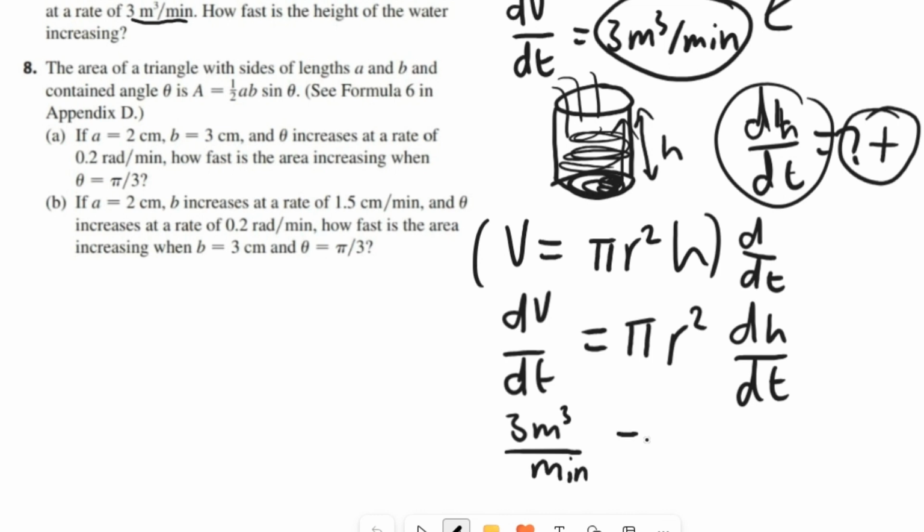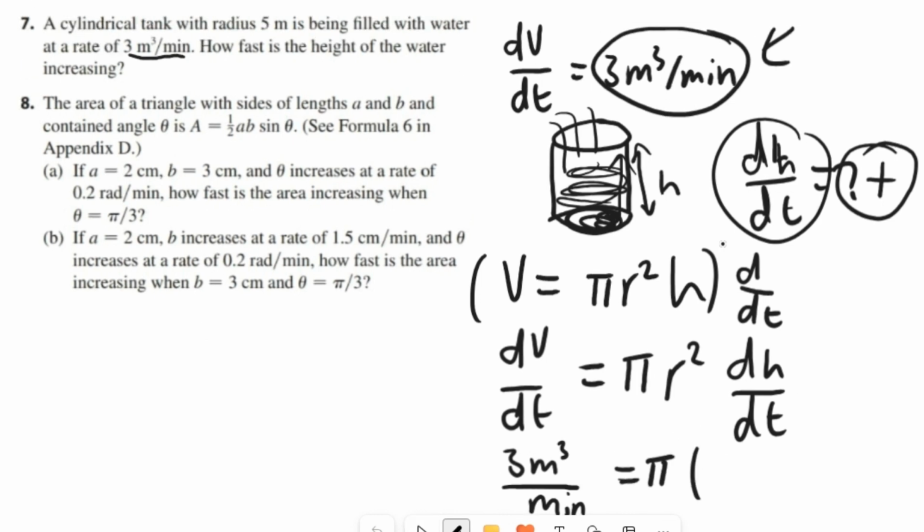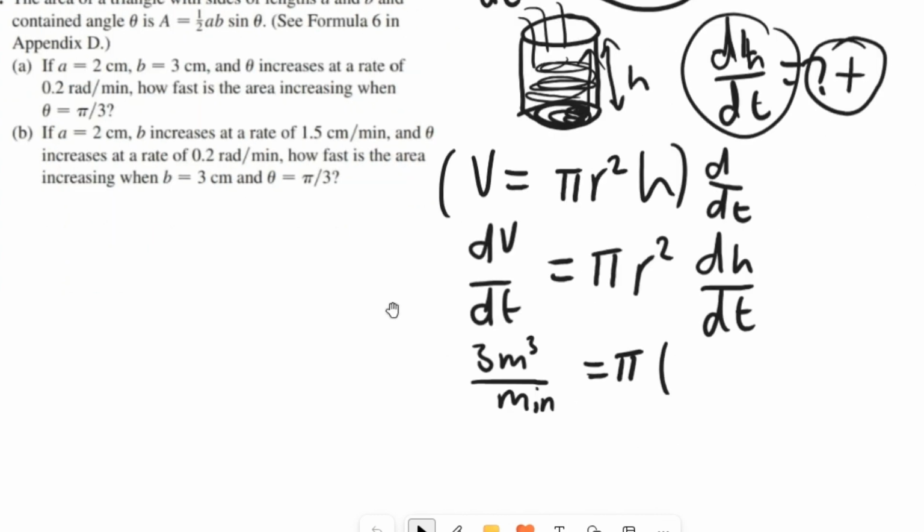Okay, we have pi r squared. r is 5 meters. They give us the 5 there on top, 5 meters. So we are using that 5 meters as our radius. They said it's our radius, so we put it here. We have 5 meters squared dh/dt. We use small letter h here; I've been using small letter h.